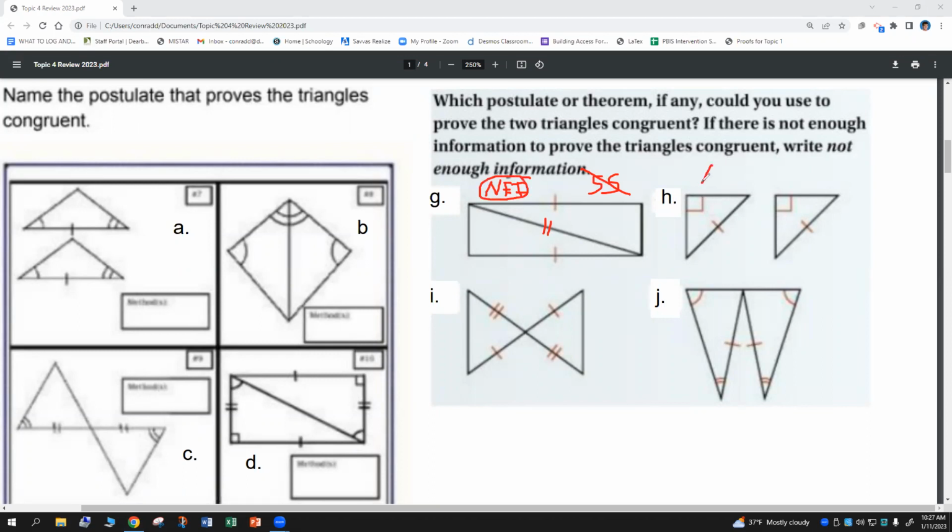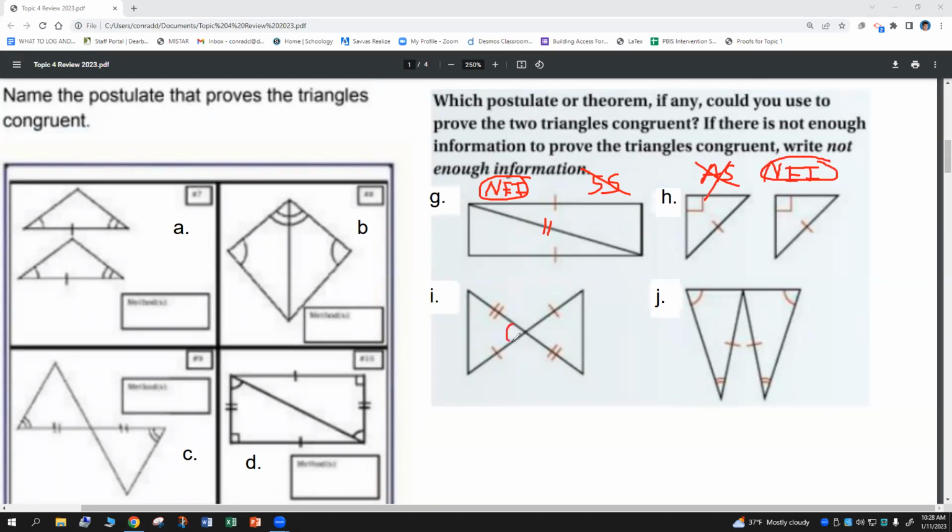Okay, over here we have 1 pair of angles and 1 pair of sides. Again, we can't add anything else, so that's not going to be enough information. Not enough information. We need more than 1 pair of sides and 1 pair of angles.